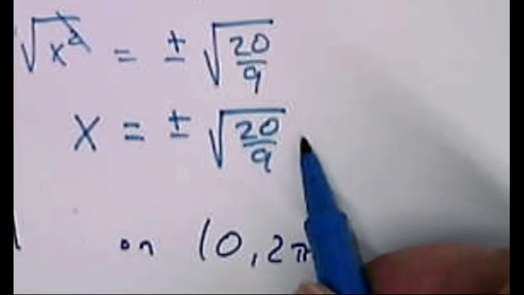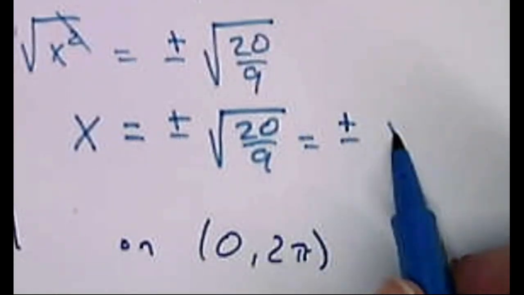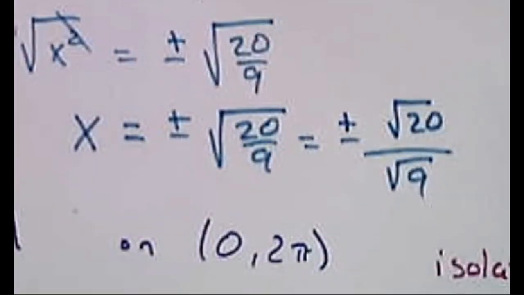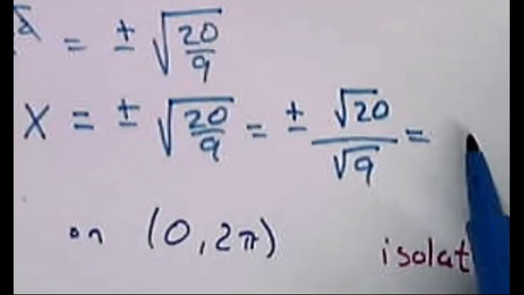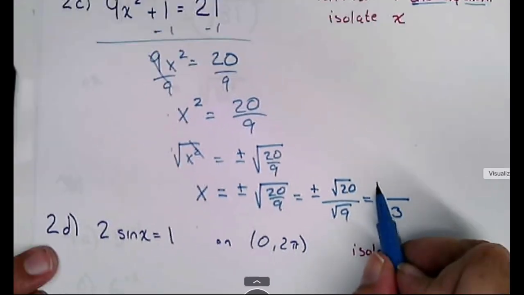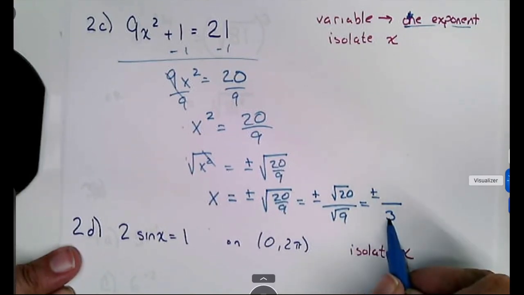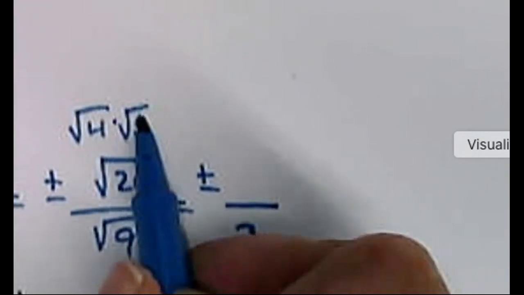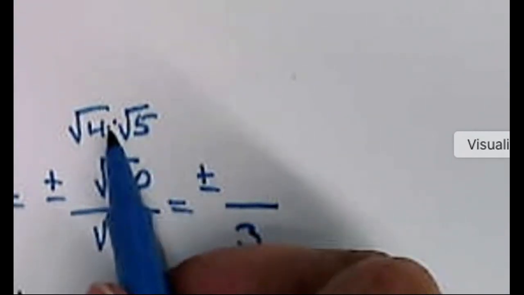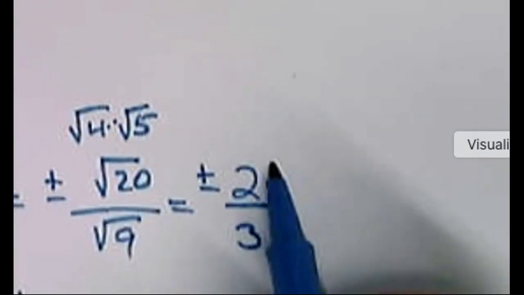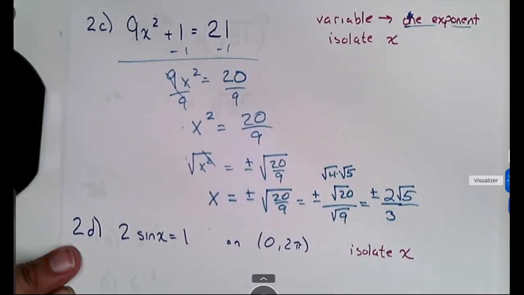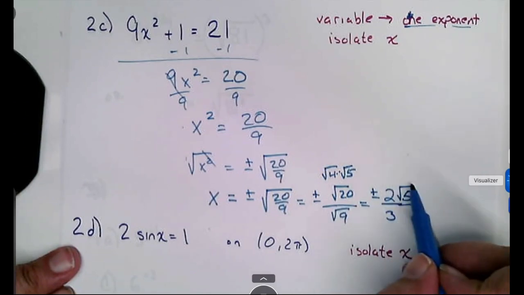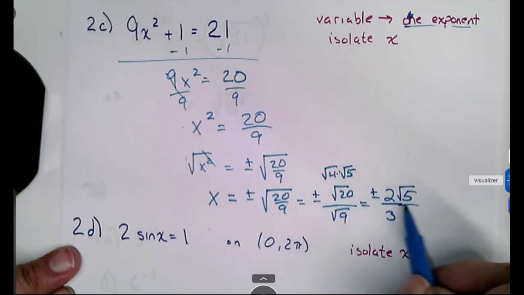Now let's start to simplify this. That's the same thing as the square root of 20 over the square root of 9, which is the same thing as 3 on the bottom, right? Because the square root of 9 is 3. And then 20 is root 4 times root 5. So the square root of 4 becomes a 2, root 5. And that's it. By the way, this is called simplifying square roots. If you forgot how to do that, you can Google simplifying square roots.